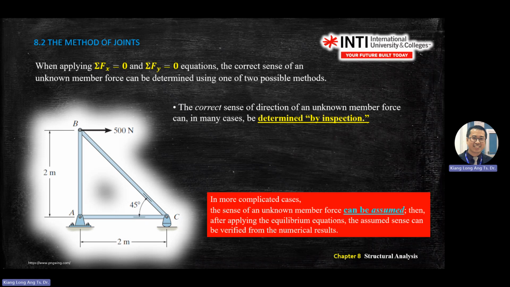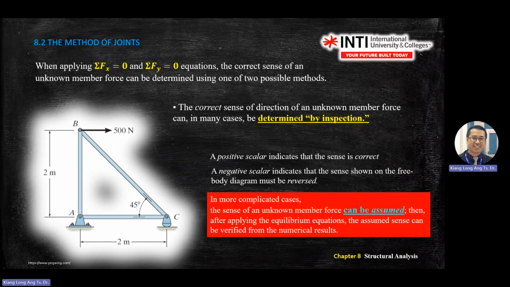Okay. So again, if in a question you really don't know, you can assume. When you get a negative, it means what you assumed is wrong. You need to flip the direction. If you get a positive answer, then what you assumed is correct. So this just tells you, if you get a positive answer, what you drew in your free body diagram is correct. When you get negative, you need to redraw the free body diagram.